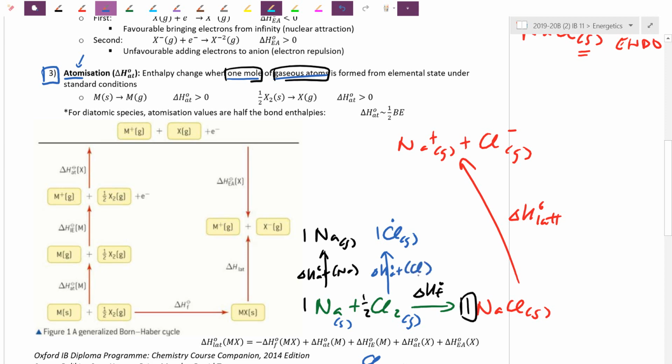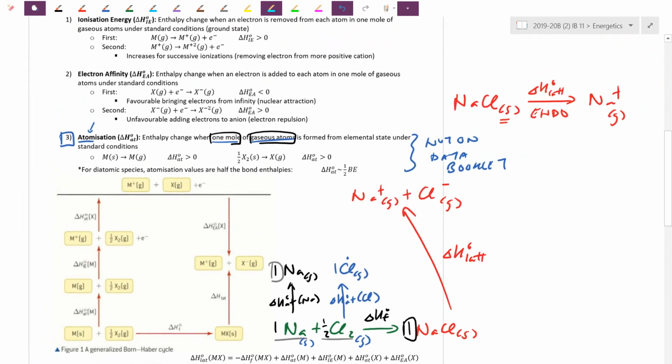So atomization is the new step that we don't see. This one here is not on any table, not in the data booklet. So either they give you this value, or in a later question, they can actually give you all the other values and ask you for the atomization value. So that's a new one here. We want to produce 1 mole from our regular forms, the regular sodium, the regular chlorine. It's important to atomize first, then we can go back to chapter 3 here.